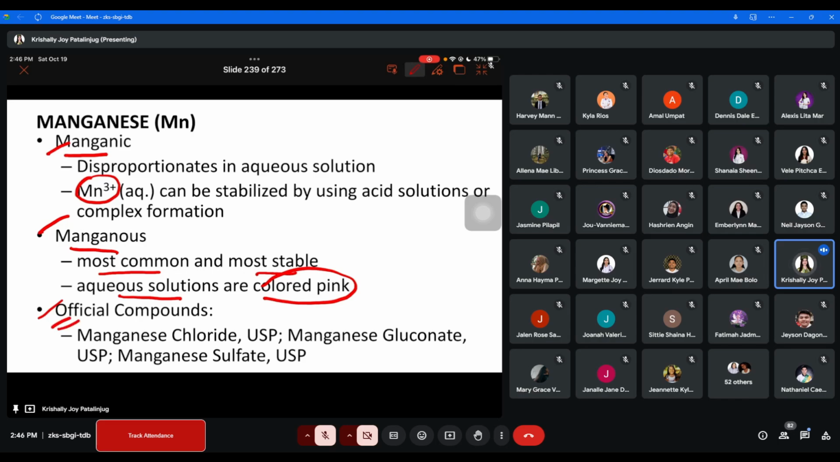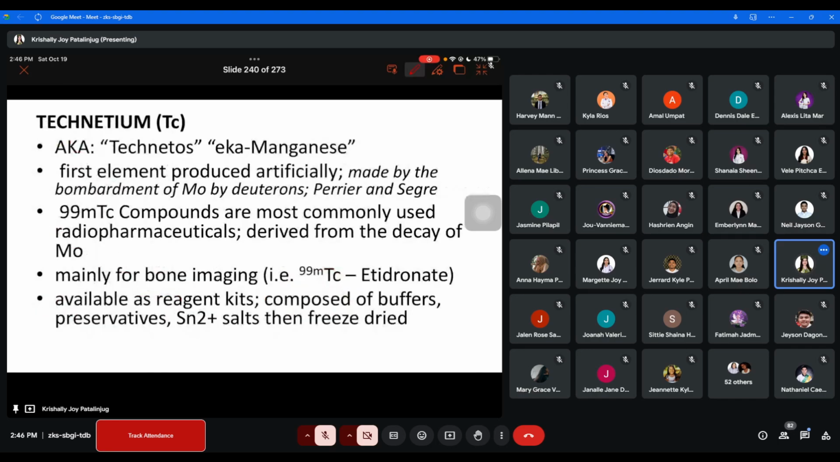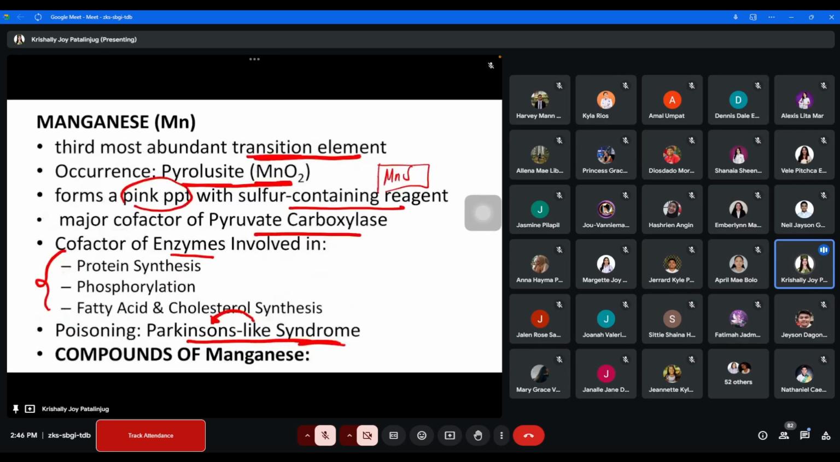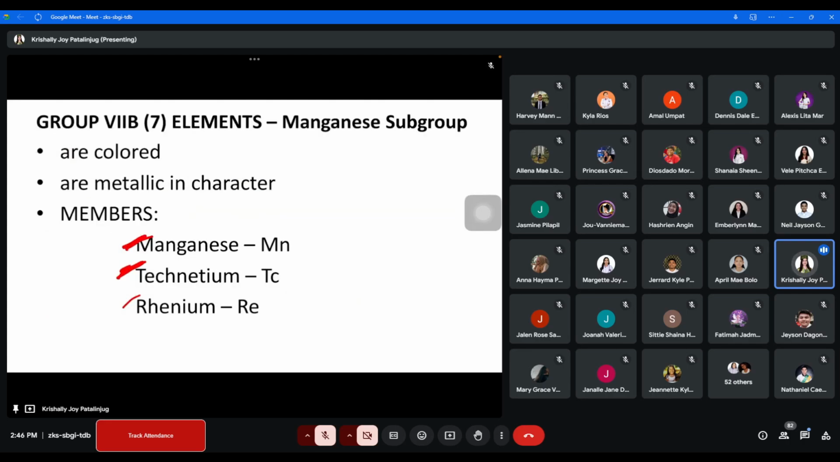And these are the official compounds of manganese. So we have manganese chloride, gluconate, and manganese sulfate. Those are electrolyte replenishers. And then technetium. Okay, group 7B. Second would be technetium.